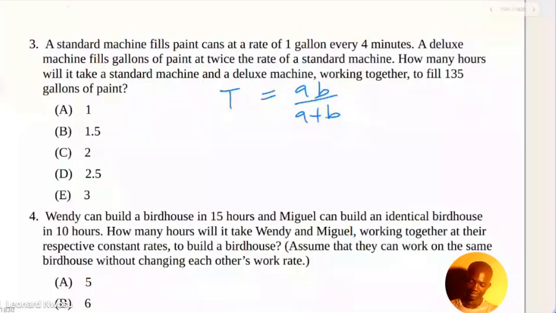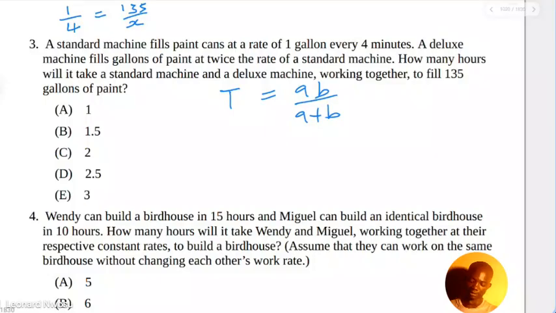135 gallons is S. When we cross multiply, we are going to get S equals 4 times 135. 1 gallon is 4 minutes. So when we cross multiply here, you see S equals 4 times 135. So S is what? 540.